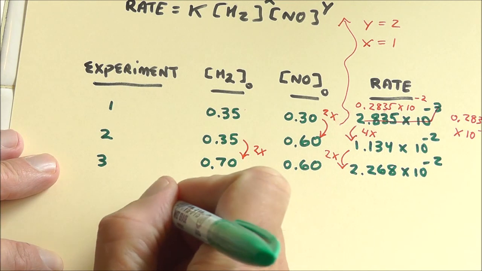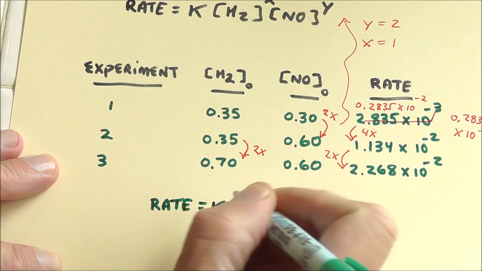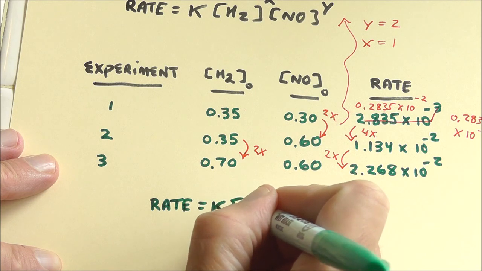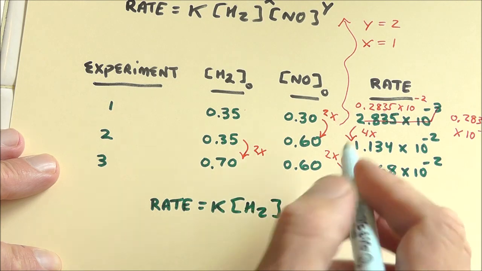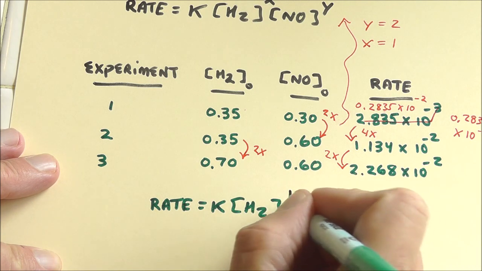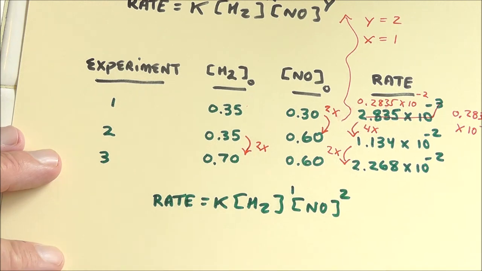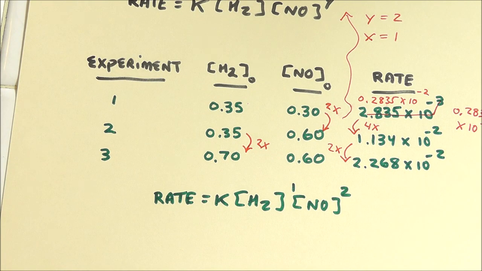And we could say rate equals K times concentration of H2. Careful now, don't get them mixed up, to the first power times concentration of NO to the second power. And that's the new rate equation or rate law.